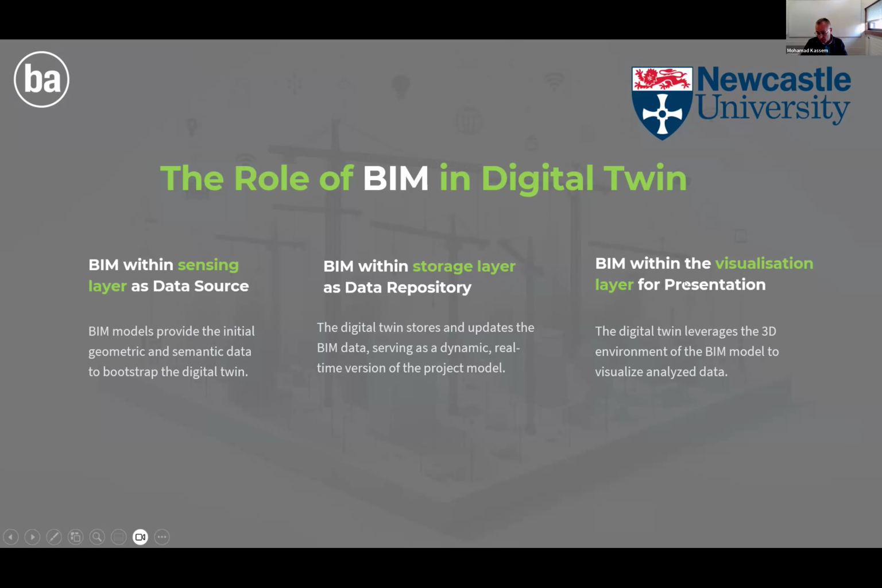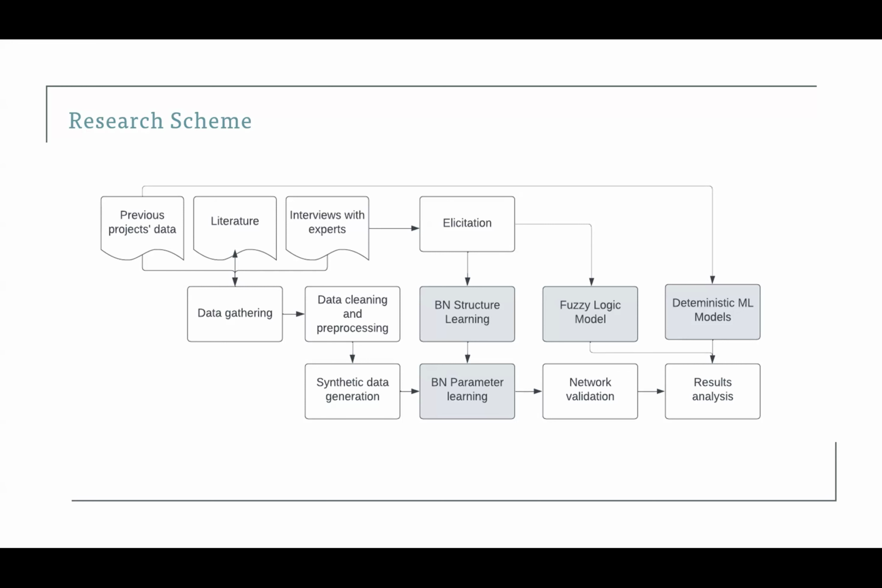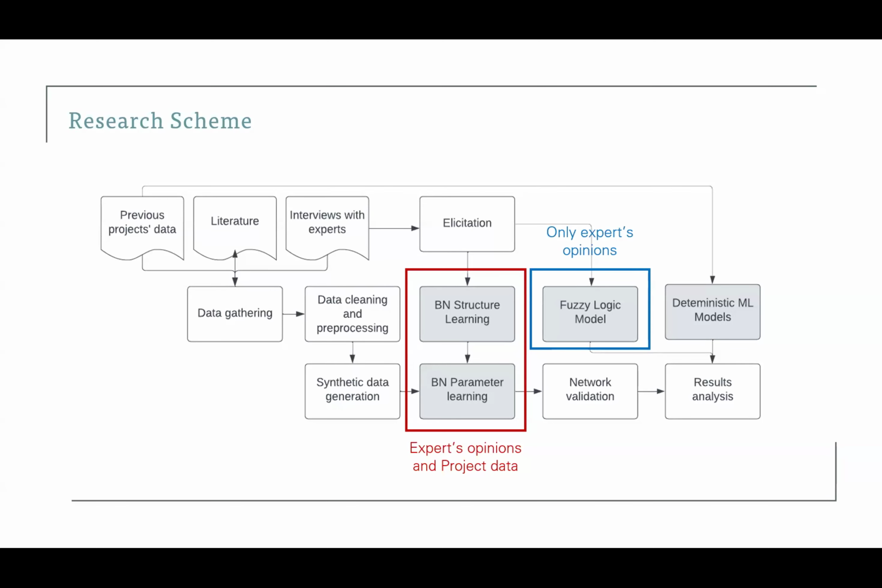So the research scheme that I developed for two case studies, which I will briefly share with you, involves developing three different applications. The first one is the Bayesian network based on both experts' opinion and project data, combining these two as a probabilistic model. I also developed another fuzzy logic model based on only experts' opinion and a couple of deterministic machine learning models based on only project data, in order to make the comparison and understand, for this specific problem of a limited database of projects, which one could perform better.